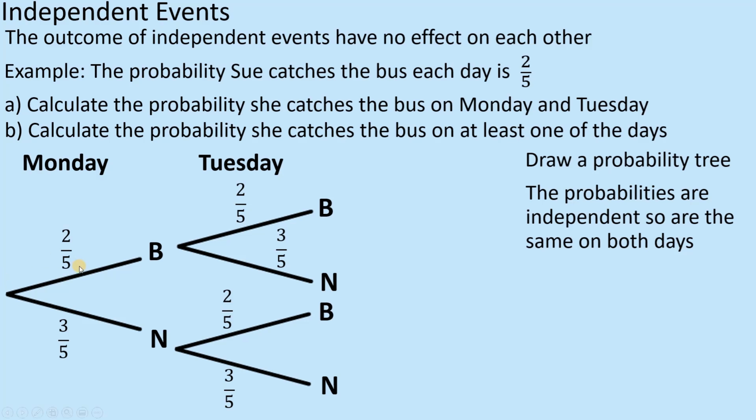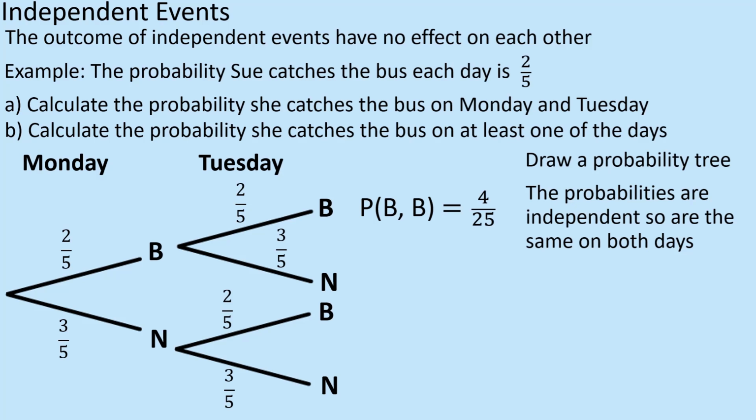All right, so in terms of A, calculate the probability she catches the bus on Monday and Tuesday. Well, that's the bus on Monday, that's the bus on Tuesday, so it'll be that times that, which would be 2/5 times 2/5, which would be 4/25. Okay, times 2 fractions.